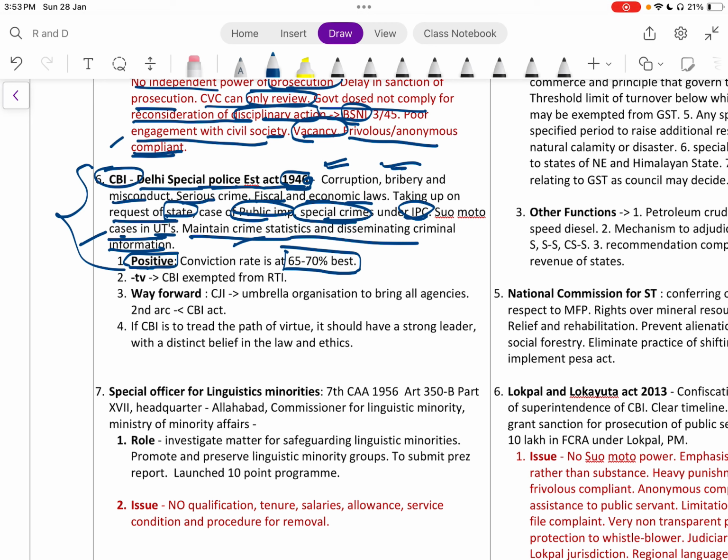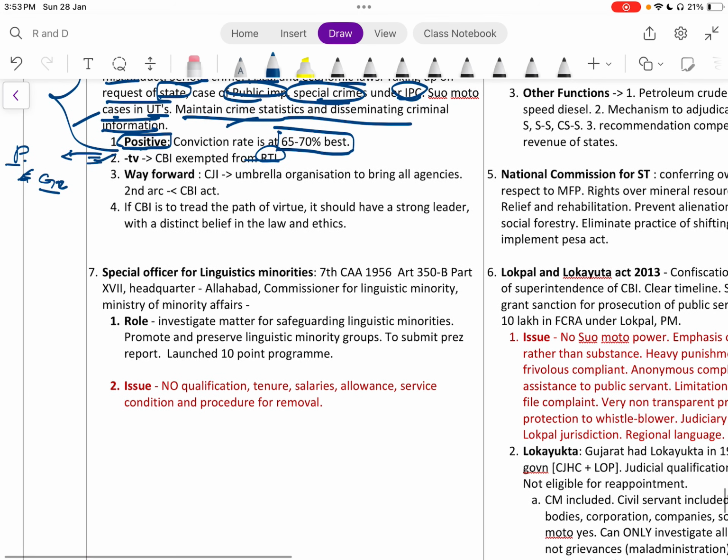What are the negatives? Number one, it is exempted from RTI. Number two, there is political misuse, the caged parrot. Again, it is used for political vendettas. It suffers from the issue of general consent. So you can write these negative points. It is not that tough, so that is why it is not written here. Those points you can make by yourself.